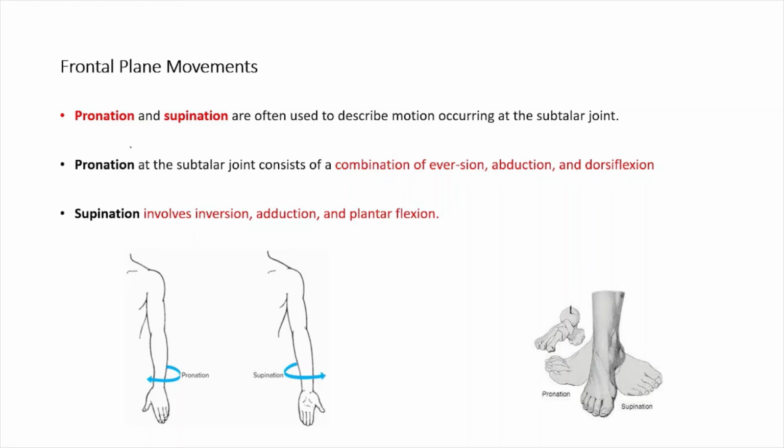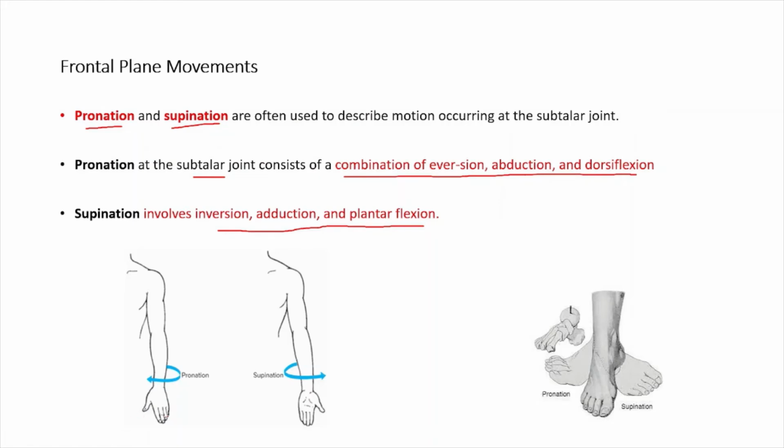In the frontal plane, we also have two different types of motions which are called pronation and supination. So pronation takes place at the subtalar joint, and it is actually a combination of eversion, abduction and dorsiflexion. So it is a combination of three different types of movements. If you combine eversion, abduction and dorsiflexion, you get pronation. Likewise in case of supination, you combine inversion, adduction and plantar flexion.